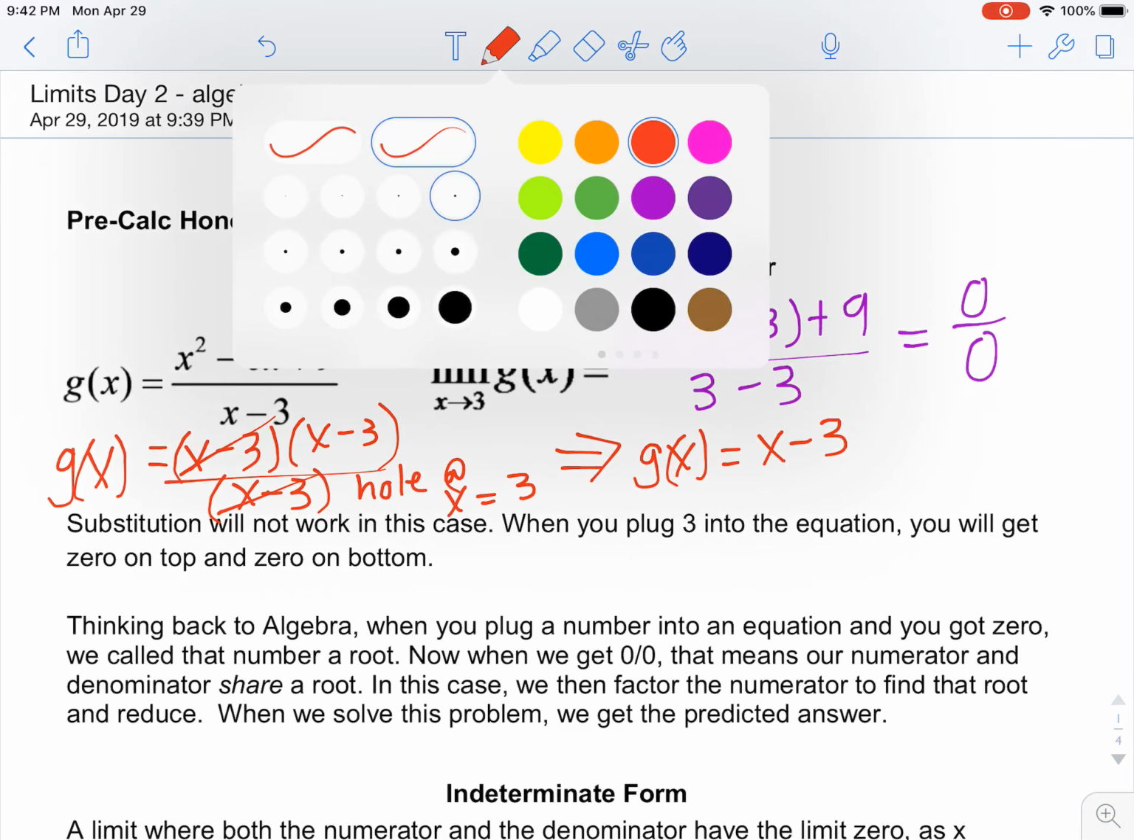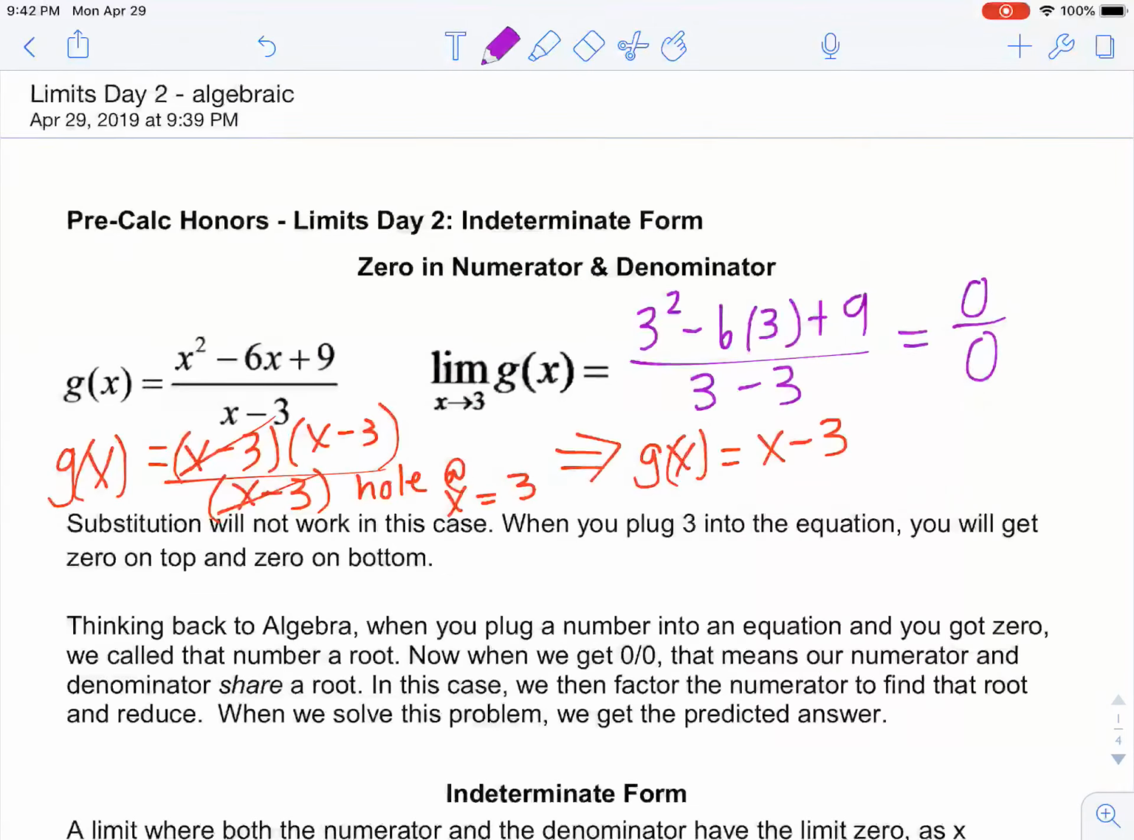So our limit, now let's do the limit of that. Limit as x approaches 3 of g of x, which is x minus 3, is going to be 3 minus 3, which equals 0. So we get 0 as our answer. You're not always going to get 0 as the answer, but in this one we did.